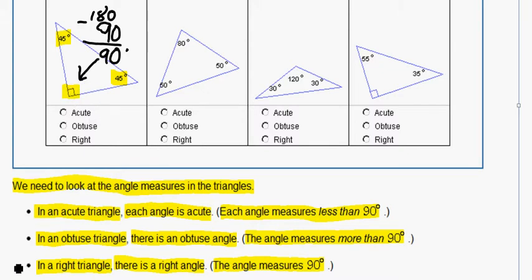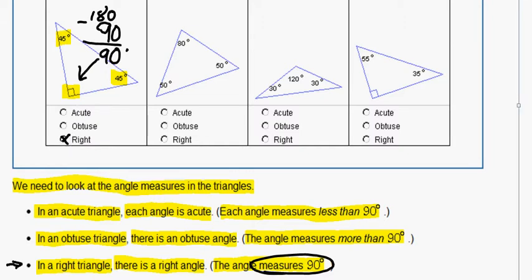We go down and look at our rules, and we see in a right triangle, there is a right angle. That means the angle is 90 degrees. We have 90 degrees here, so we have a right angle.